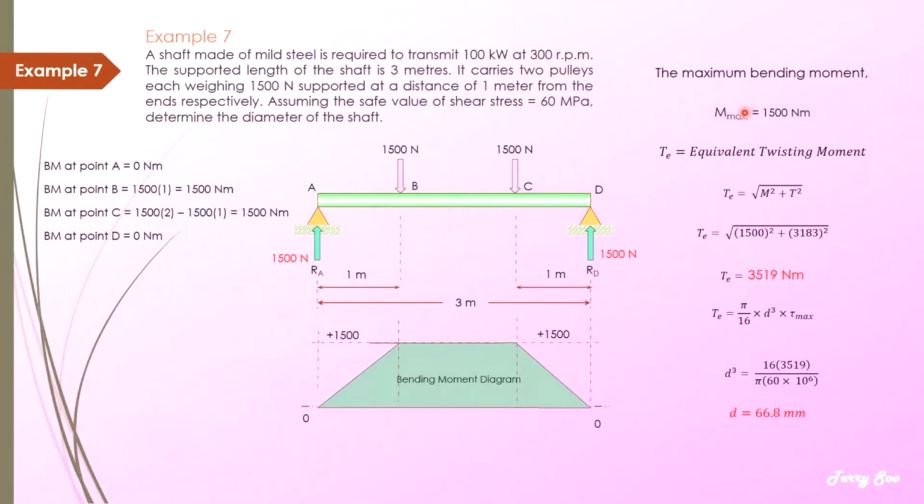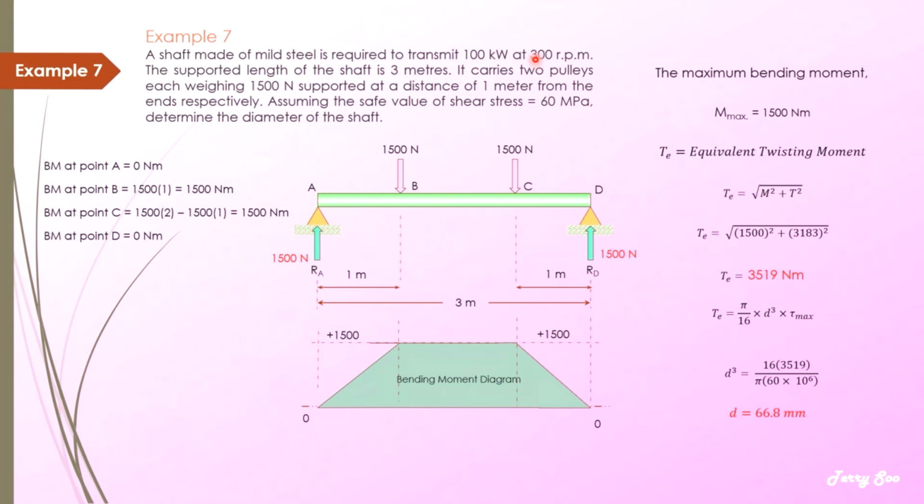So that is how I got my maximum bending moment, 1500. Okay. And then the next thing, what about the T? The T can be found by referring to the power and the speed.